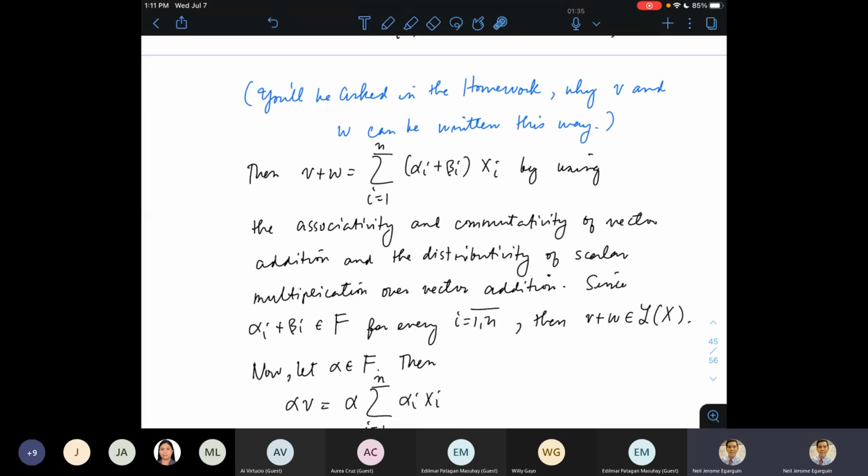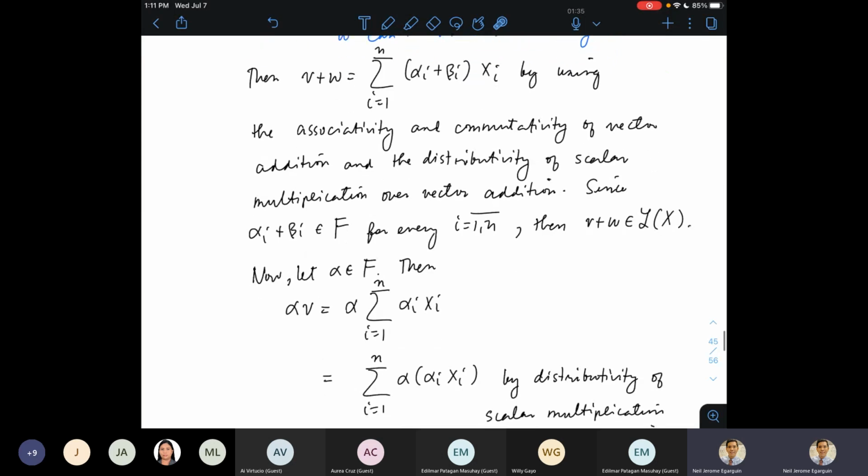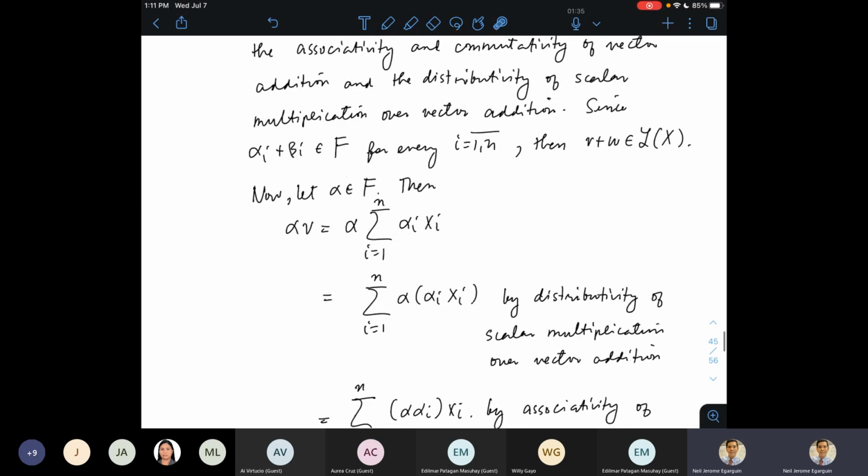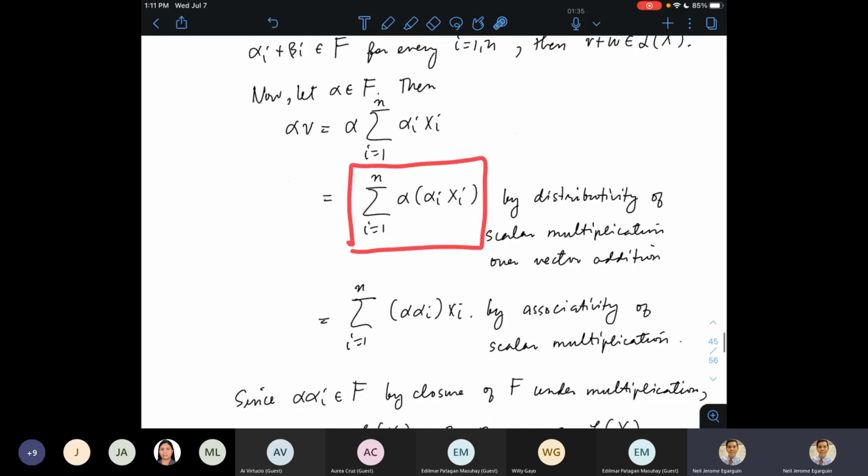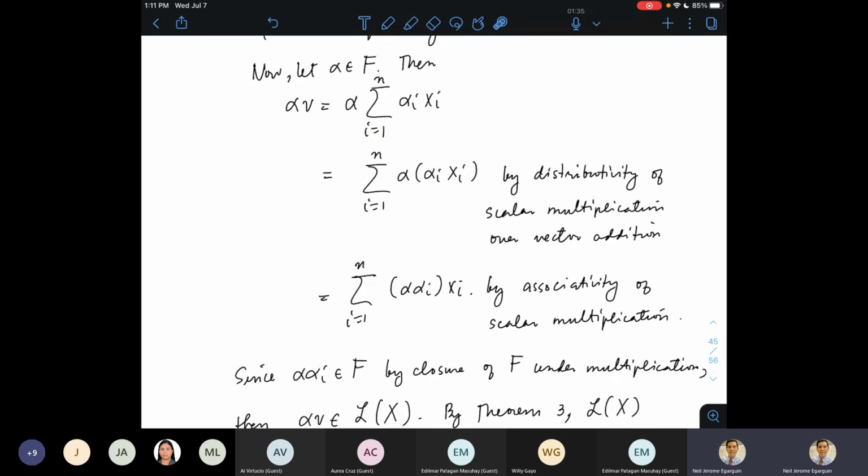Okay? Now, same argument goes for closure under scalar multiplication. Okay? Now, titingnan ko si alpha V, right? But I know that V has this representation. So by substitution, I can do that. And then by distributivity of scalar multiplication, I can put this inside the sum, okay? And get this line over here. And then use associativity of scalar multiplication, I can group the scalars here, okay?